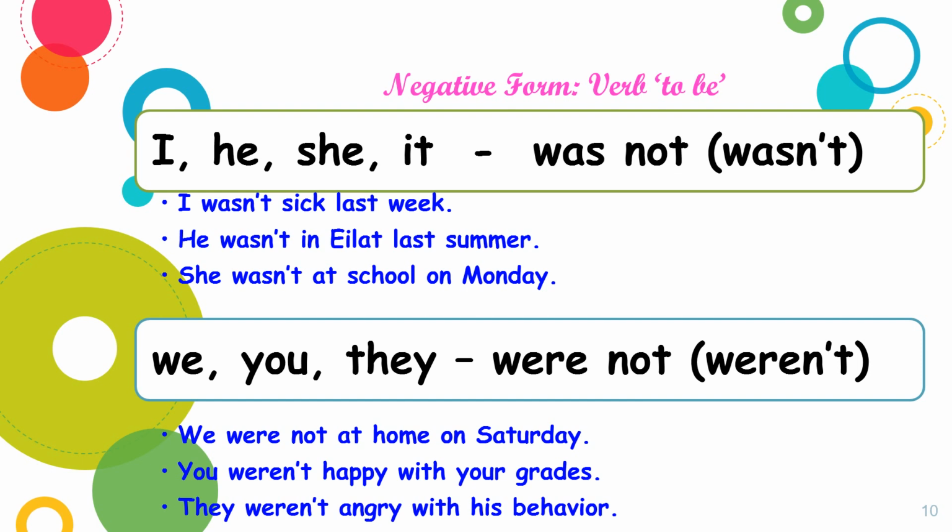He wasn't in Italy last summer. She wasn't at school on Monday. And we have weren't or were not. We have some examples. We were not at home on Saturday. You weren't happy with your grades. They weren't angry with his behavior.